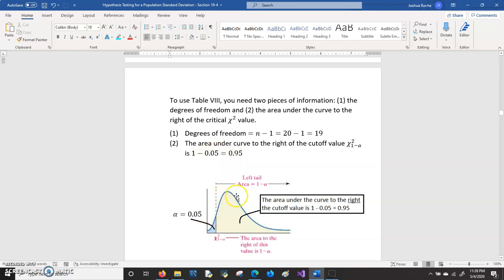So here again is our drawing. This is a left tail test, which means the 0.05 is the area of that left tail. But Table 8 is always asking for the area to the right. And so the leftover area on this right side would be 1 minus alpha, which is 0.95.